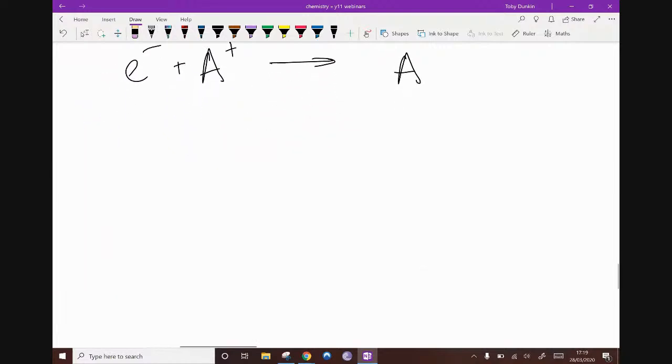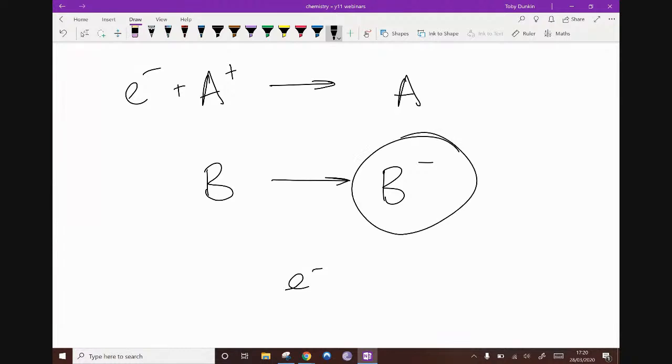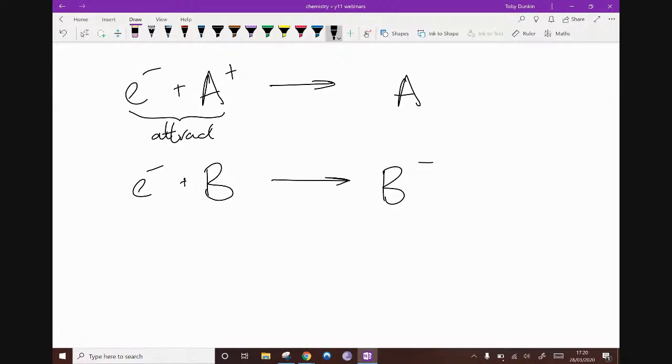Let's try another one. I've got B going to B minus. Now that's interesting. Where would the electron go? Well, hang on a minute. It has no attraction to either of them, but it has repulsion. Opposites attract, but like charges repel. It's going to go on the opposite side. It's going to go over here. Because like charges repel, these repel each other, so it's going to go on the opposite side.